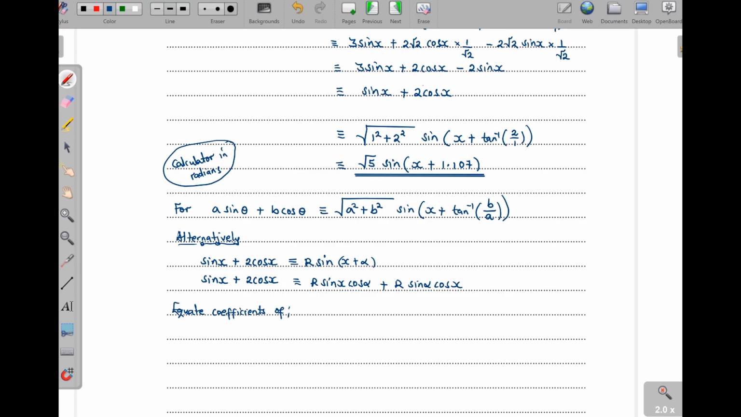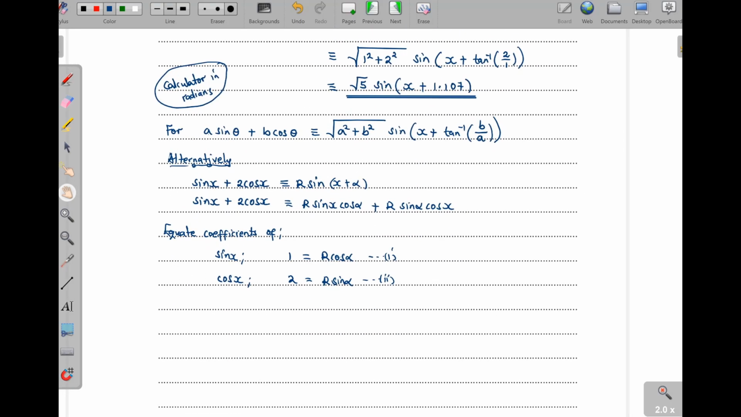of sine x. So here we are having a 1, and then this side you cover the sine x, you have r cos alpha, not so? So we have r cosine of alpha. Then look at the coefficients of cosine. Here it is a 2, and then this side cover the cos of x. Then you have r sine alpha. So we have r sine of alpha. These are two equations which I can solve simultaneously. You see that? So what do we do?